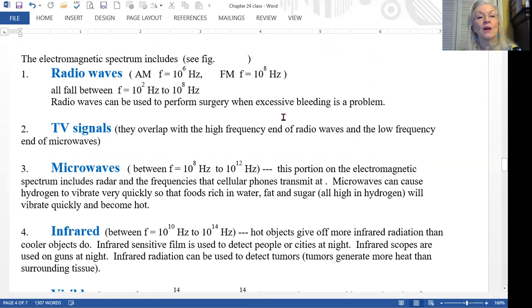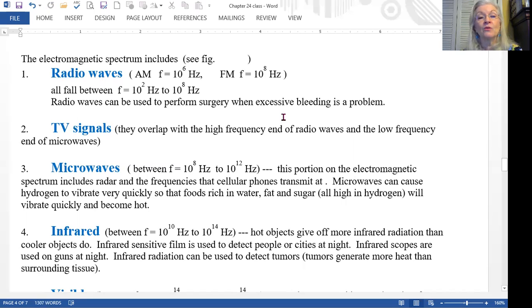AM radio has frequencies in the neighborhood of 10 to the 6th hertz. FM radio has frequencies in 10 to the 8th hertz, but they all fall between 10 to the 2nd hertz and 10 to the 8th hertz. So that's the range.